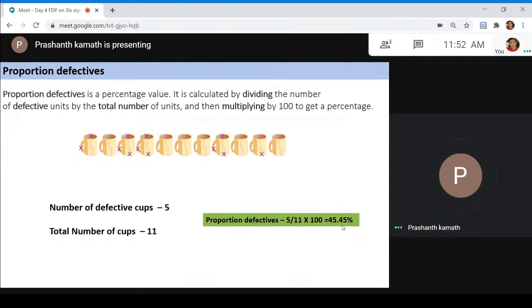What happened? That investigation is nothing but a Six Sigma project where we collect data, we analyze the root causes, we find out what caused the problem, we fix it and ensure that the solution is sustained for a long period of time. This is proportion defectives. Okay. And with that, we are coming towards the end of the session.